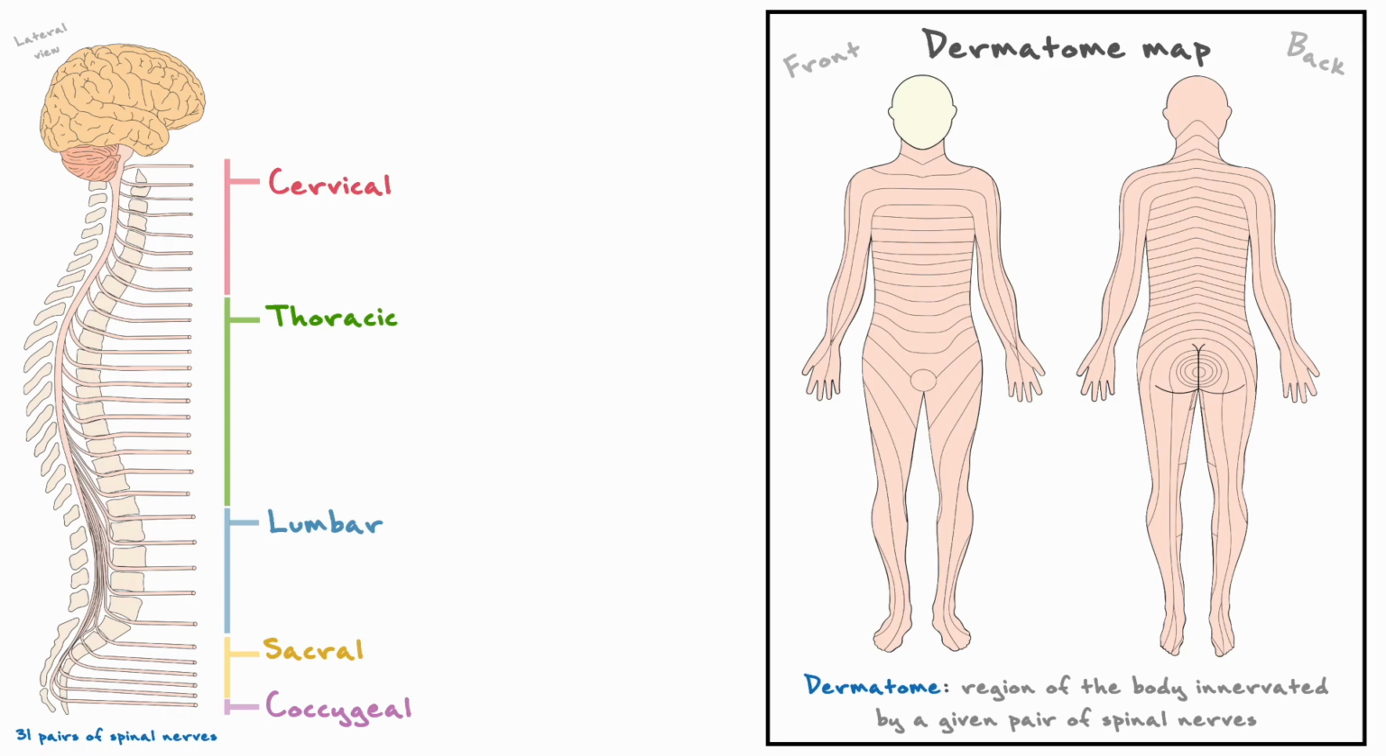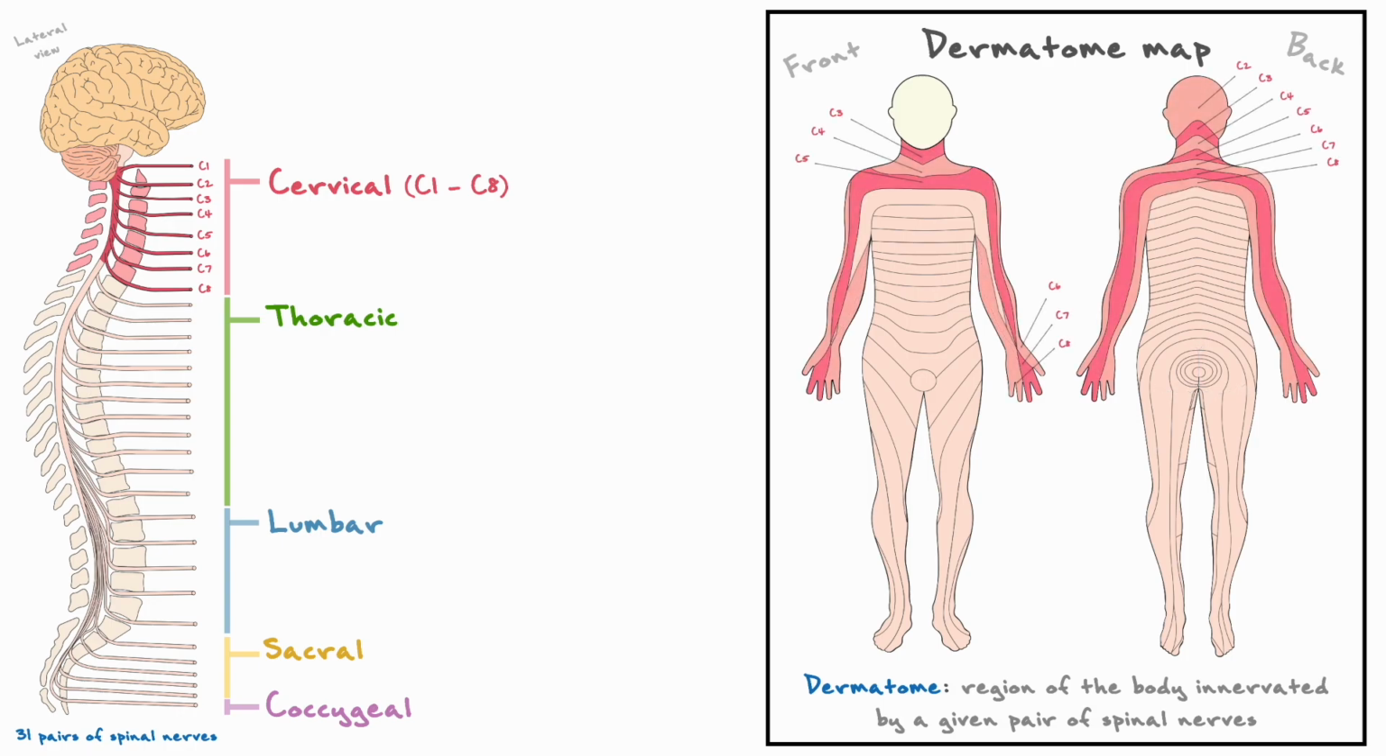In this cervical region, it contains 8 of the 31 spinal nerve pairs. The shorthand terminology to classify these spinal nerves is to generally call them C1 to C8 to refer to the spinal nerve pair. In terms of the dermatome region, you will notice that the 8 pairs of the cervical region altogether cover the neck region and a good portion of the arms.